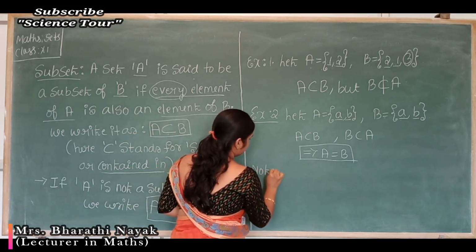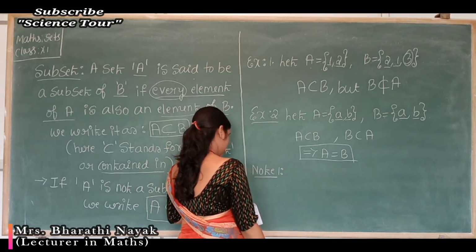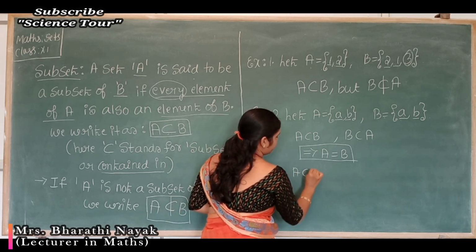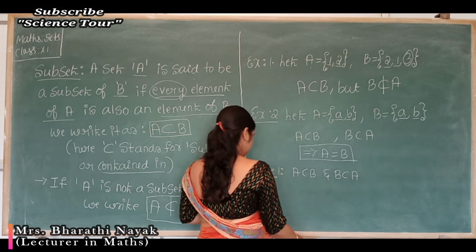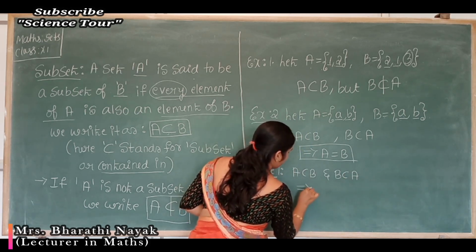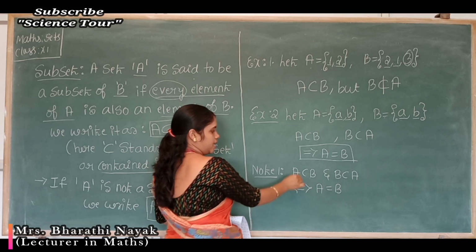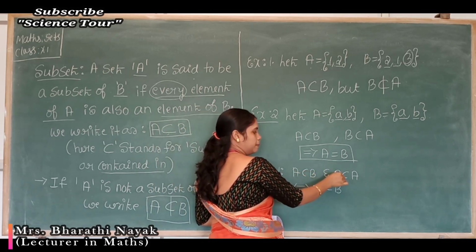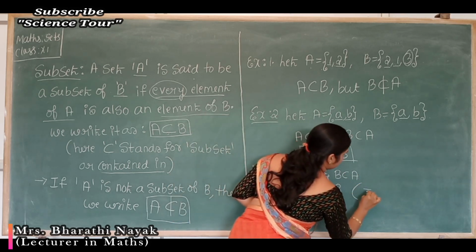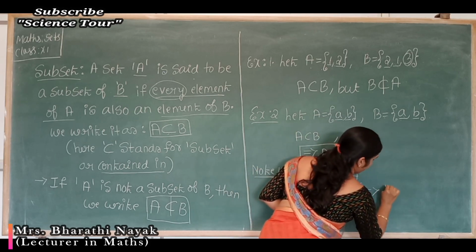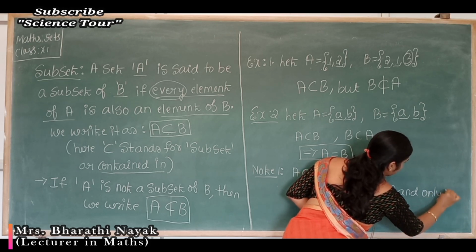Note number 1. A is a subset of B and B is a subset of A if and only if A equal to B. See, A is a subset of B and B is a subset of A, if and only if. So what is the meaning of this? How to read this symbol? If and only if.